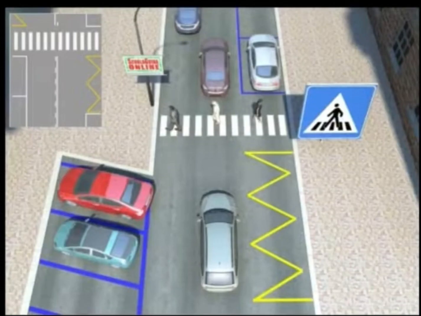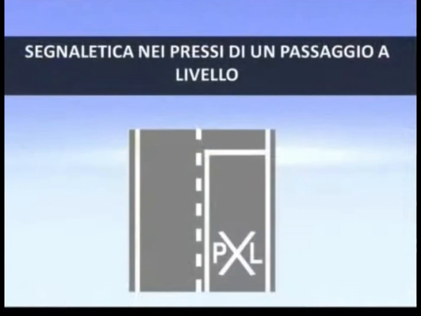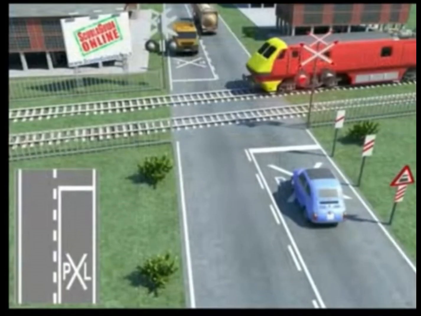And you can see that the attraversamento pedonale has another zigzag yellow sign on the right hand side of the road to make that zebra crossing more visible. Segnaletica nei pressi di un passaggio a livello. This line serves to warn drivers that they are getting close to a passaggio a livello, whatever kind of passaggio a livello, con barriere, senza barriere, or con semibarriere.